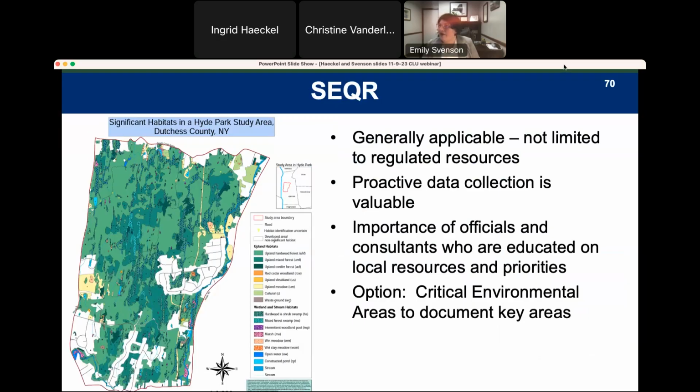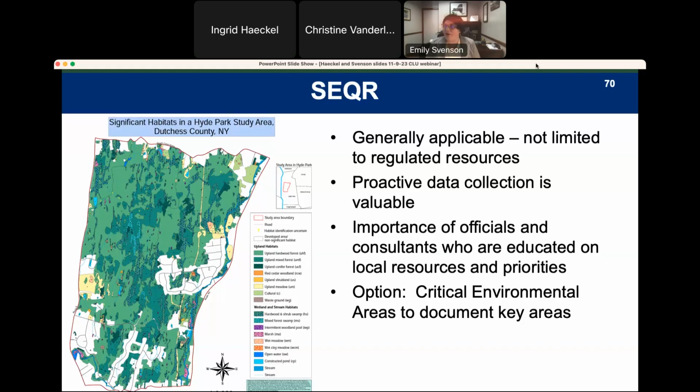Okay. I want to spend just a minute on SEQR. So the SEQR process, the State Environmental Quality Review Act, that's obviously a state regulation, but it's something that's carried out in individual communities by boards. I imagine many folks watching are board members who do SEQR on projects in their community. So I want to just urge you to use SEQR as a tool to protect streams and wetlands.